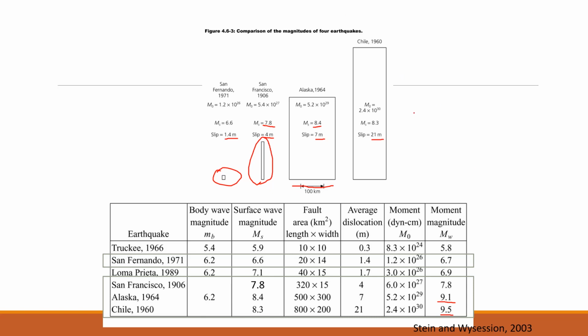These two are both convergent boundaries. They're the subduction zones. So we have this downgoing plate. This gives us a lot more area to slip. These are why we get those big earthquakes in subduction zones.